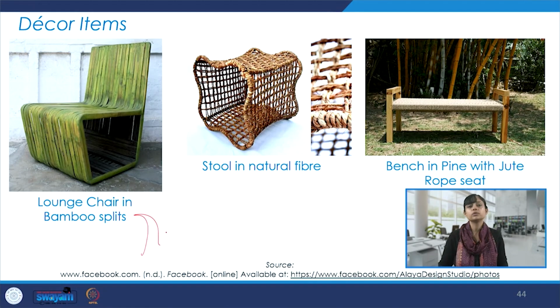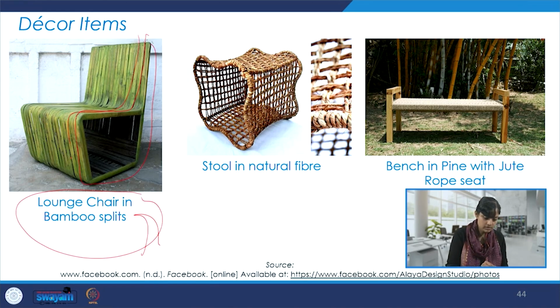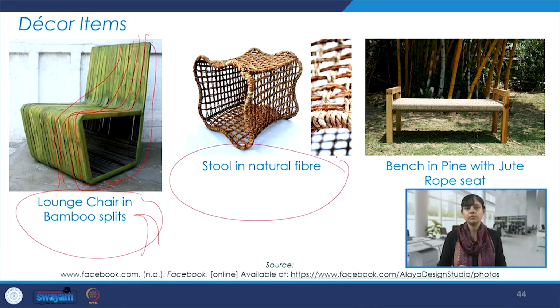These are some more. So there is this lounge chair in bamboo splits. We can see and probably imagine how this would have been made. These are the sections and the splits that we can see over here. And then there is a stool in natural fiber. It could also be used for storage or as a basket or even as a lamp design. So there could be multi-purposes attached to a particular design. That's possible. And then there is this interesting bench that we see over here in pine with jute rope seat.